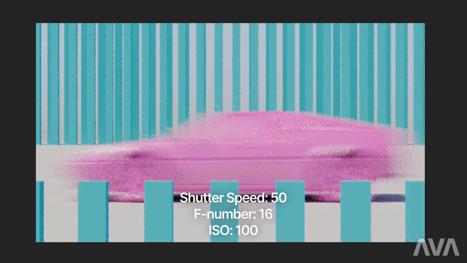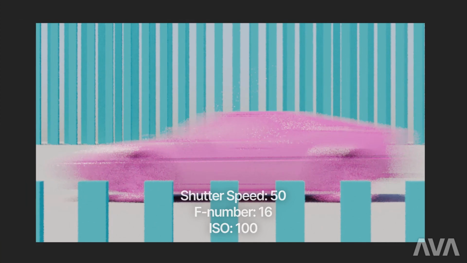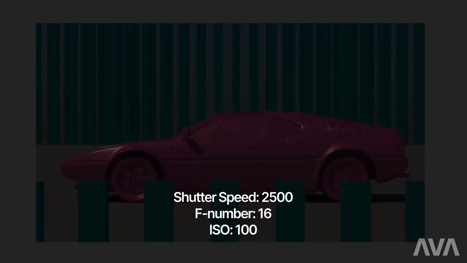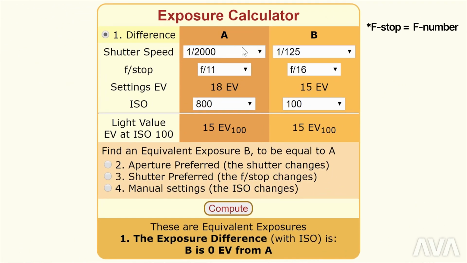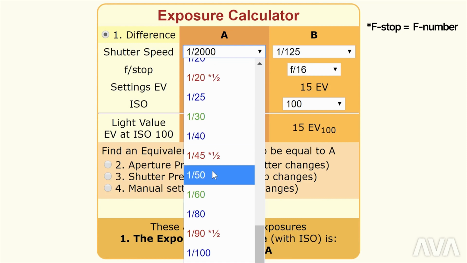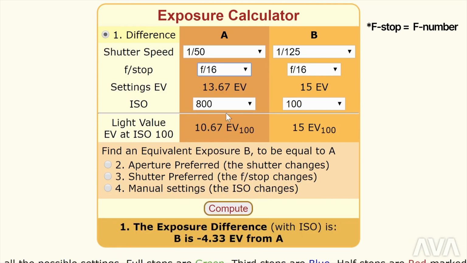As you can see, with the current value of the shutter speed, the car has a lot of motion blur. Let's say we want to freeze the car, so we have to increase the shutter speed value. As you've just learned, the image gets darker. To keep the same exposure, we can use the exposure calculator. We'll apply our starting values and select what we want to calculate.